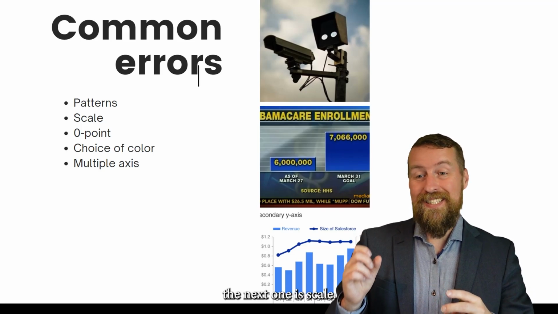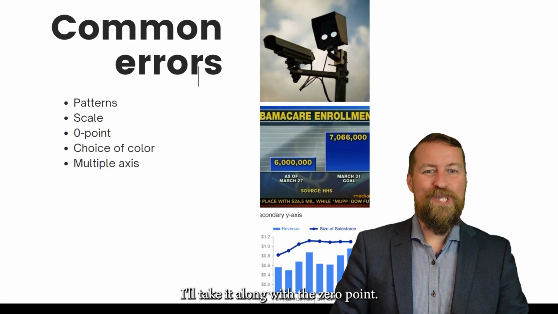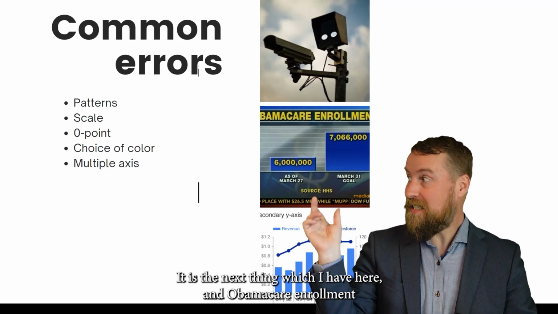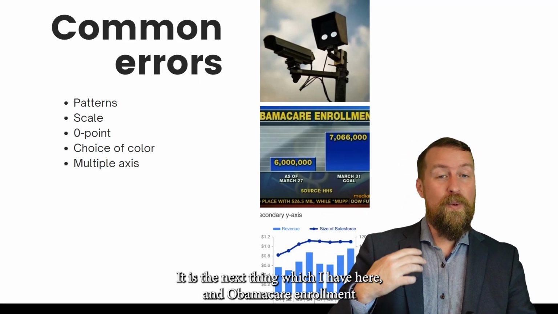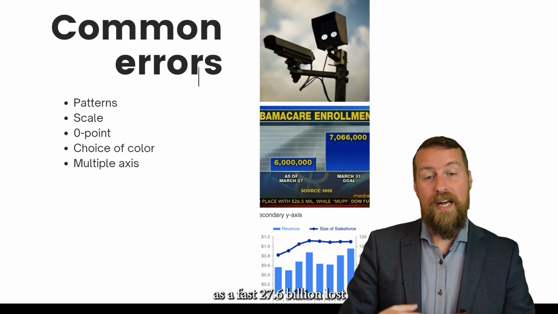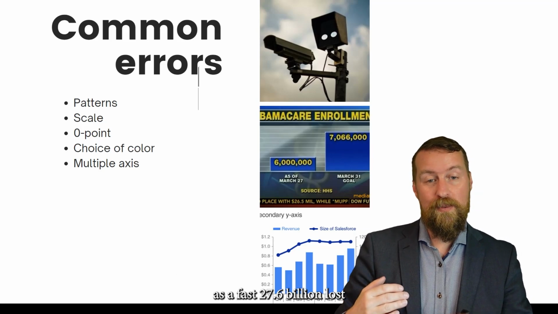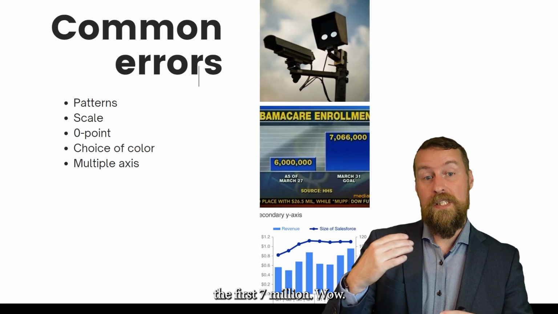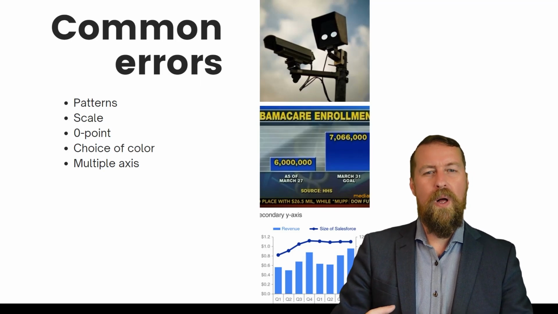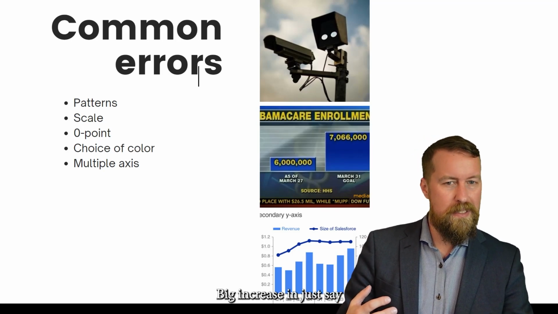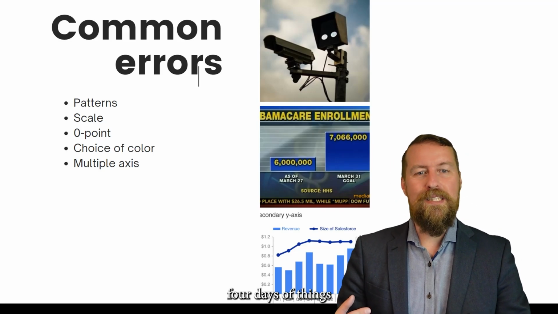The next one is scale, and I'll take it along with the 0 point. It's the next image I have here. Obamacare enrollment as of March 27th, 6 million, March 31st, 7 million. Wow, a big increase in just say 4 days.